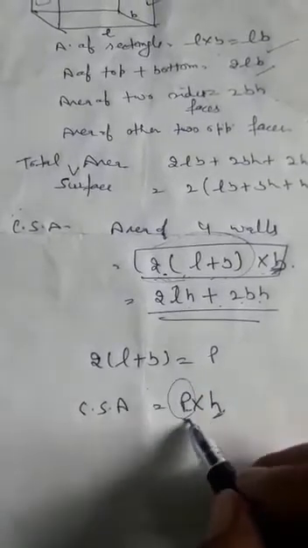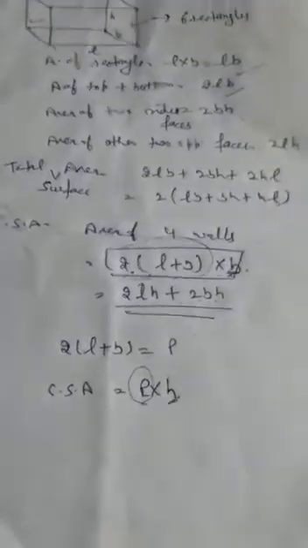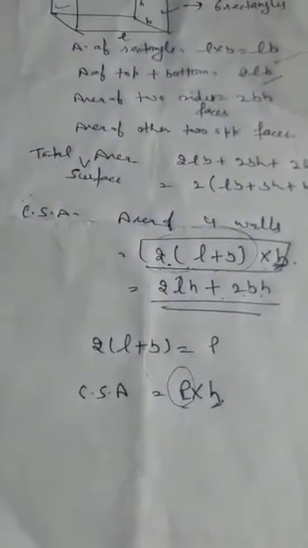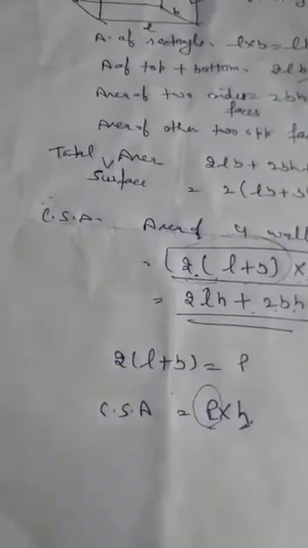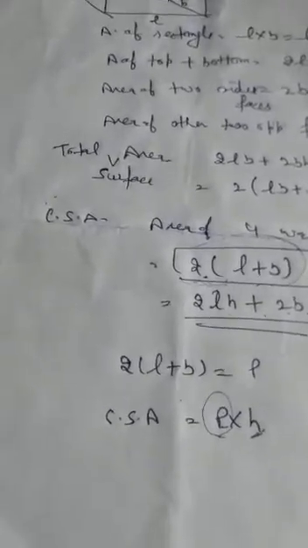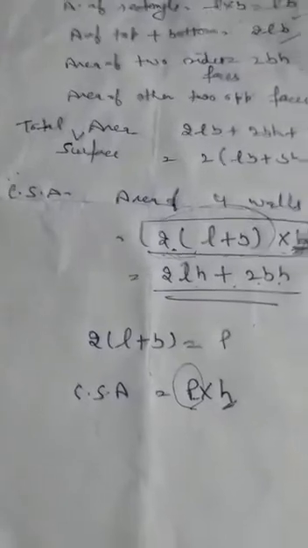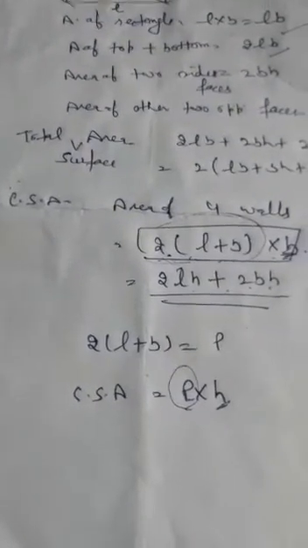Firstly you can find the perimeter. If it is given that a room is in a rectangular shape and its length and breadth are given and height is given, so find the area of the 4 walls to be painted. Here firstly you will find the perimeter of the rectangle and then you multiply with the height, that is curved surface area.